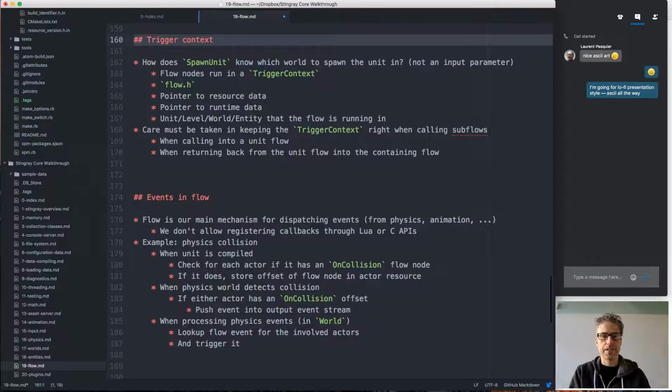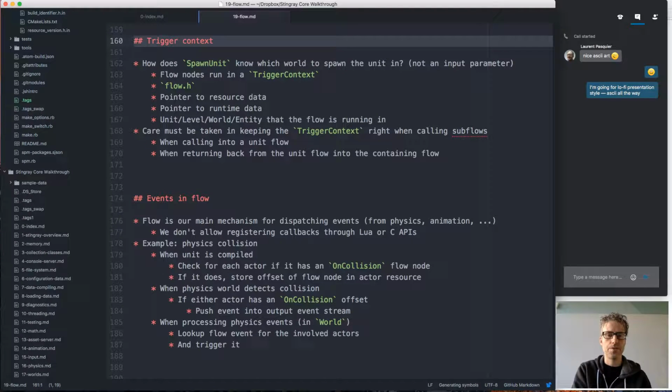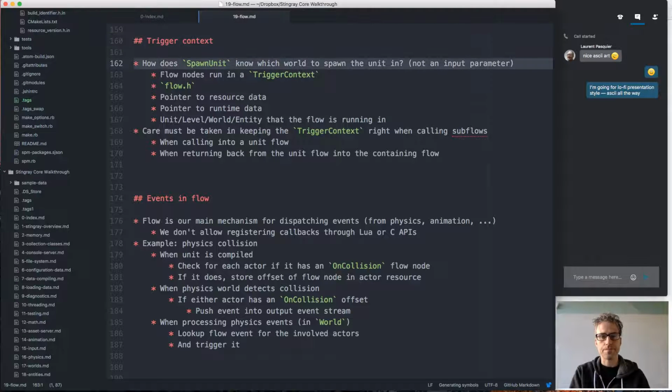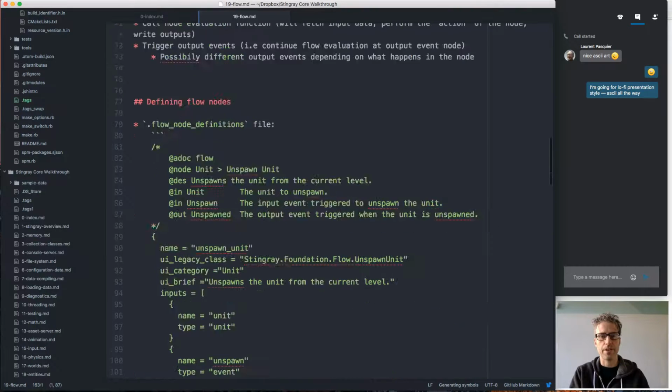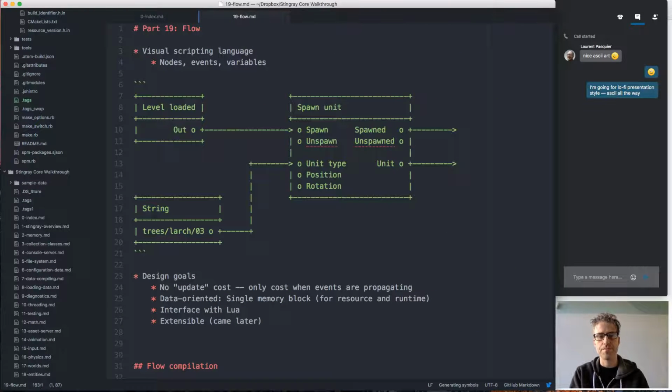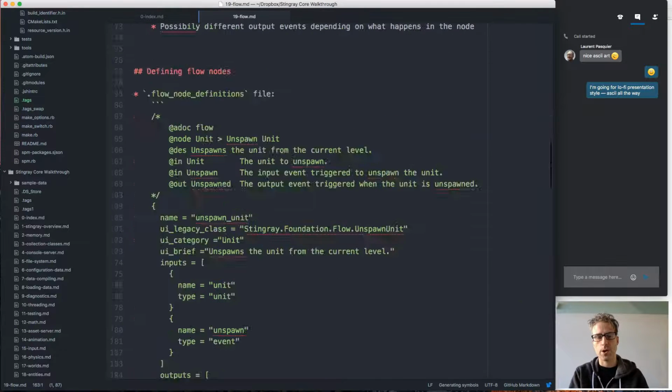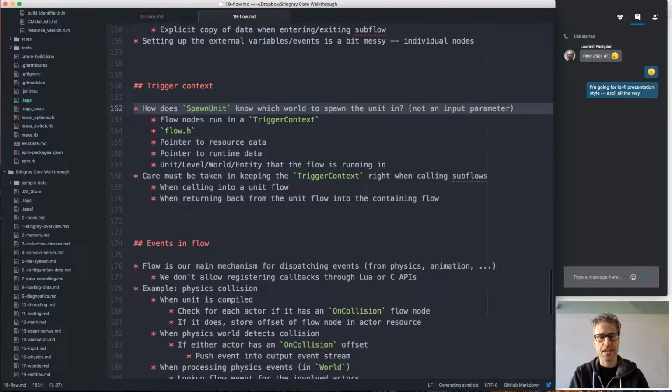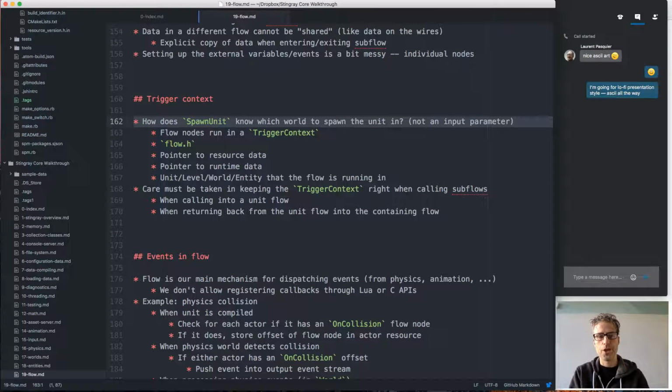Another useful concept that comes up in the flow code, that's good to know about, is trigger context. So in the spawn unit example here, I'm scrolling back up to this graph all the time, but just to reference it. In the spawn unit here, you see we have no input parameter representing the world, but when we spawn a unit, we always spawn it into a specific world. So you might then ask, how does the spawn unit know which world to spawn the unit in? How does this node know where the unit should be spawned when that's not an input parameter?